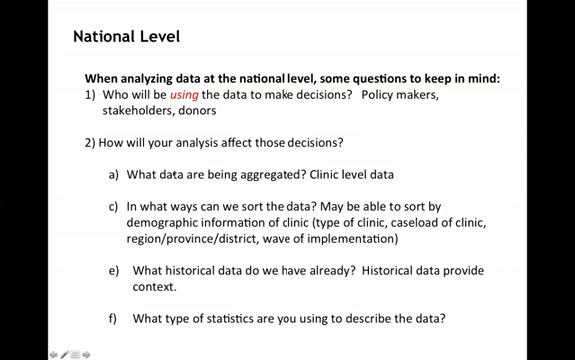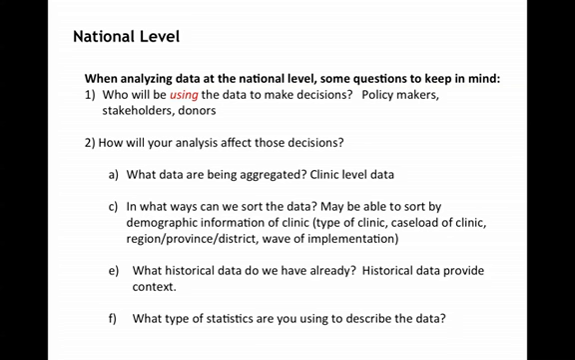What data are being aggregated here? Clinic level data. And in what ways can we sort the data? Just like at the clinic level, we may be able to sort by demographic information, in this instance not of the patient, but of the clinic: the type of clinic, the number of patients at the clinic, the region or province or department or district the clinic is in, the wave of implementation.